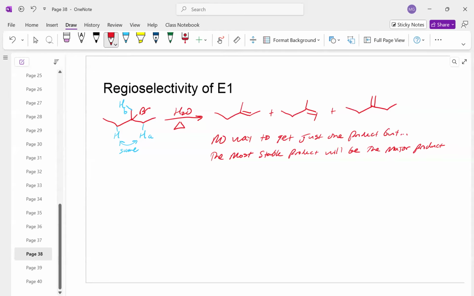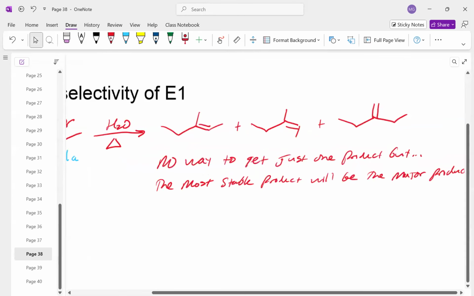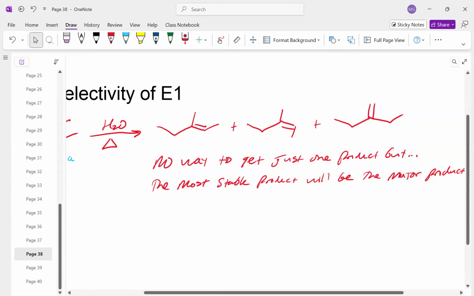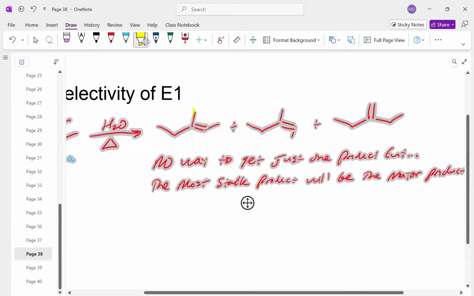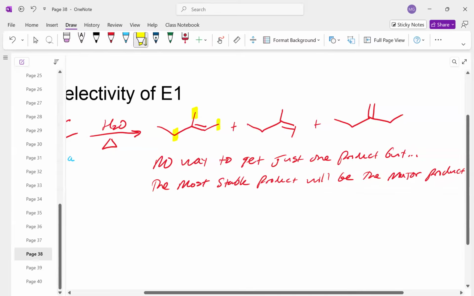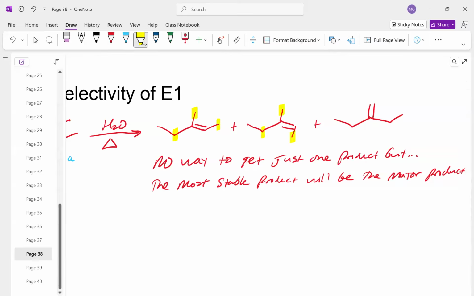So since we're dealing with alkenes, the first indicator of stability that you want to look at is which alkene is the most substituted or least substituted. So for this first alkene, there's 3 carbons directly attached to that alkene. This one, there's 3, but this one, there's only 2. So we know that this would be the least stable product. So this one would be our minor product. It would be formed the least.